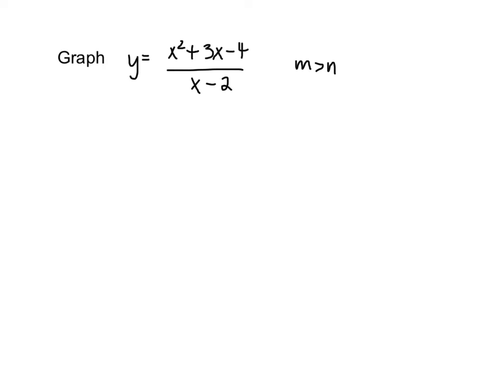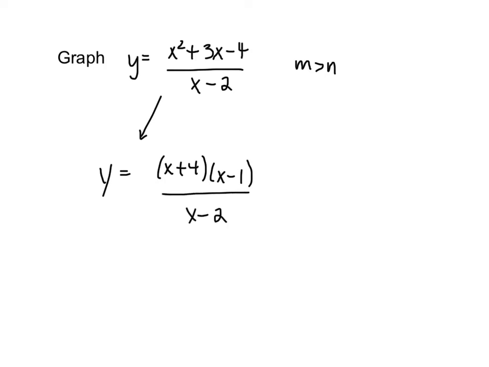So finally, let's graph our third relationship between m and n, and that is when m is greater than n. So we're going to then expand our numerator to x plus 4 times x minus 1, keeping our x minus 2. By doing this, we now know that our x-intercepts are negative 4 and 1. And then our vertical asymptote is 2.